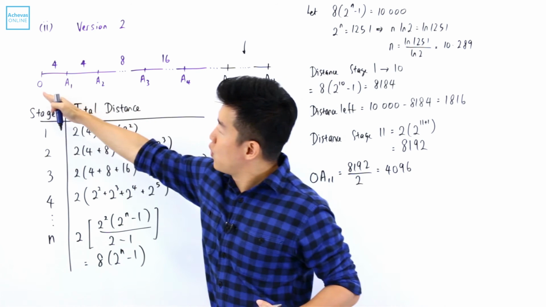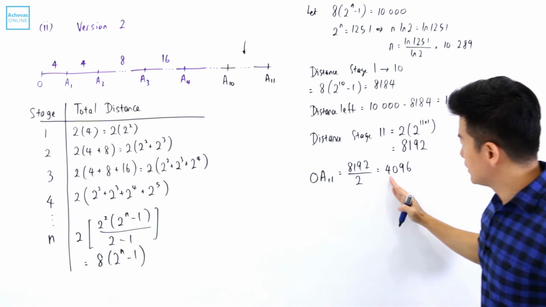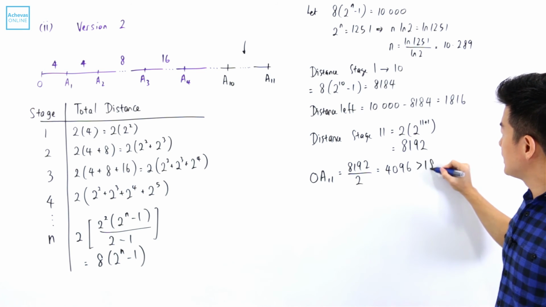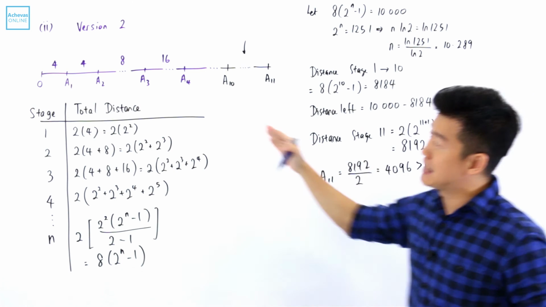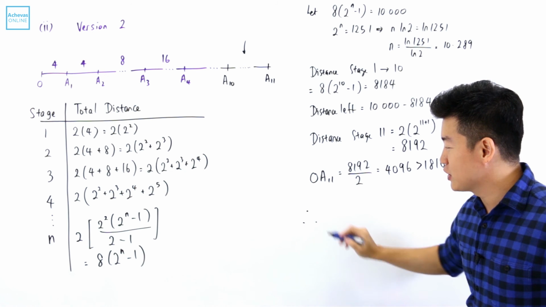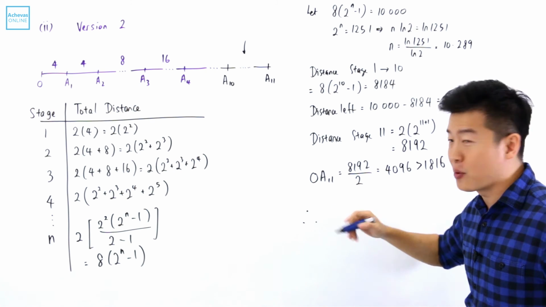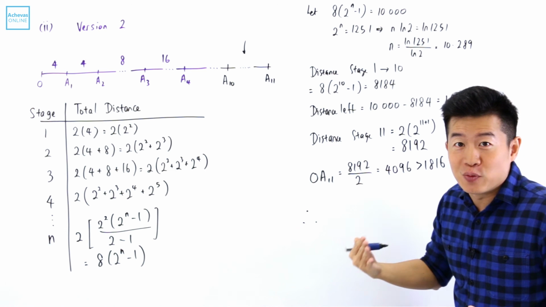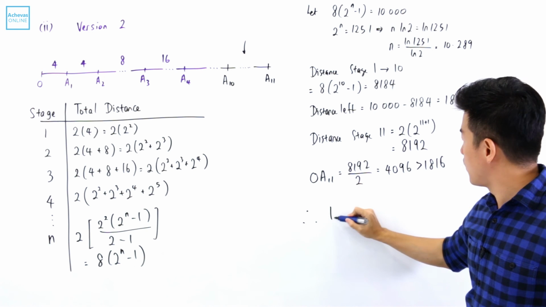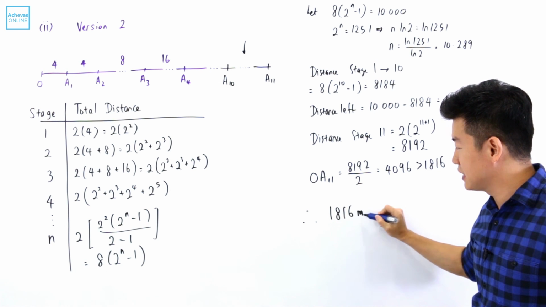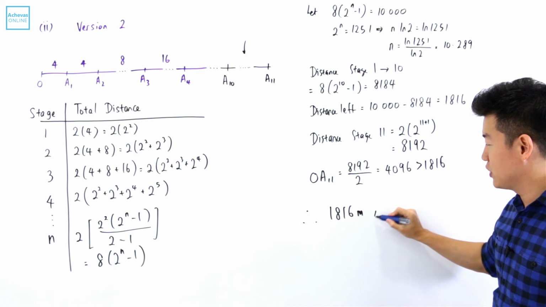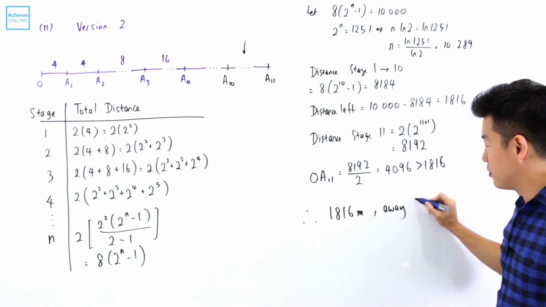So from O all the way to A11 is 4096, and this is bigger than 1816. Since this is bigger than 1816, that means the athlete is still on his way to A11. That is why for this question, my answer will be that the distance from O to the position that the athlete will be at when he manages to clock 10 km is going to be 1816 meters, and he is actually running away from the origin, towards A11. So he is going to be running away from O.